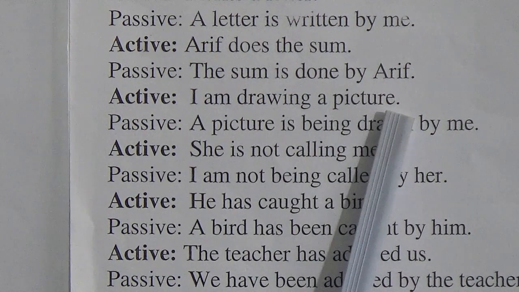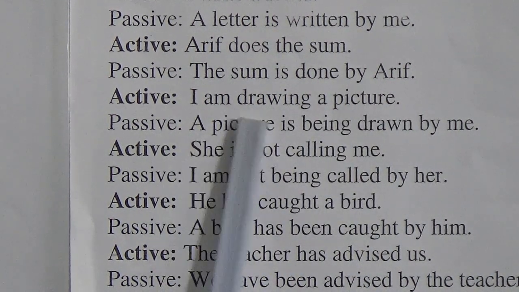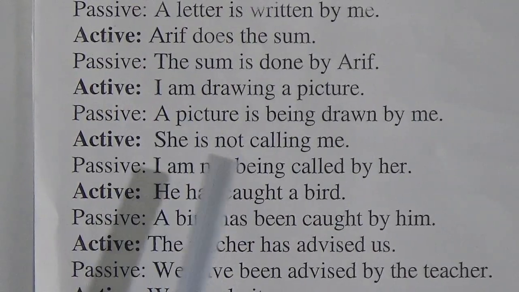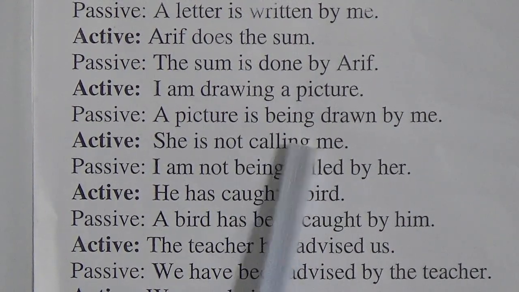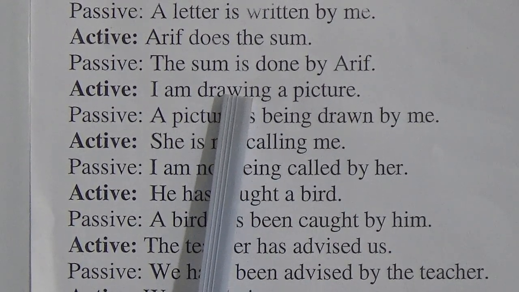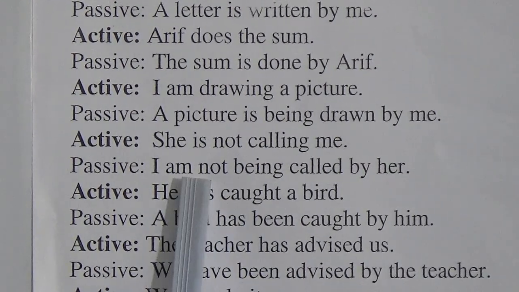I am drawing a picture. Here a picture is the object, we will make it the subject, and this is present continuous tense, that's why we will use am being, is being, are being. For a picture, we will use is being. A picture is being, past participle of verb, preposition by, subject becomes object.